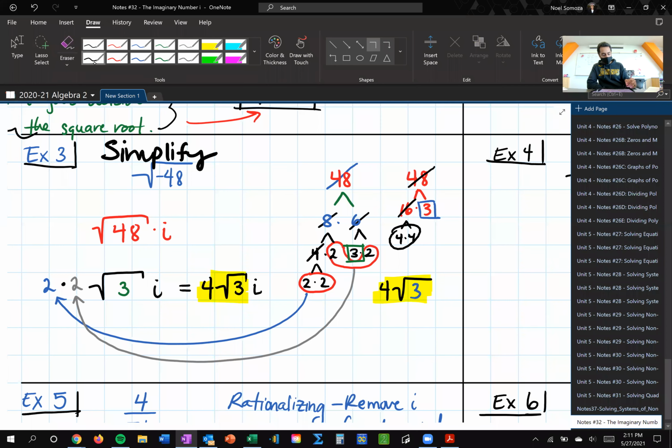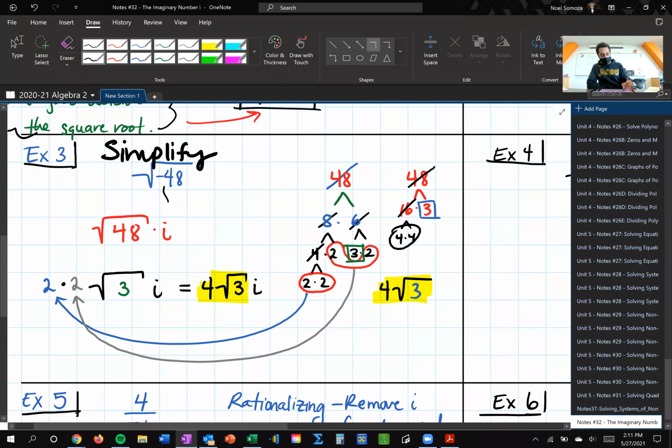All right. But of course, since it was a negative 48 that we had started with, once we extract the i, this has to be my final solution, right? The final solution has to include i. All right. Any questions about that one?